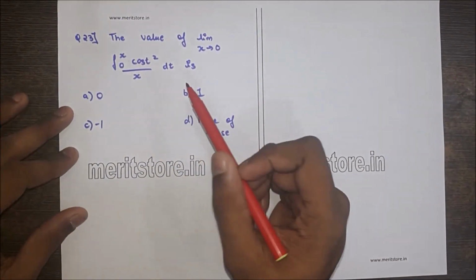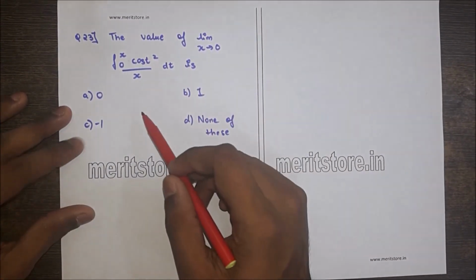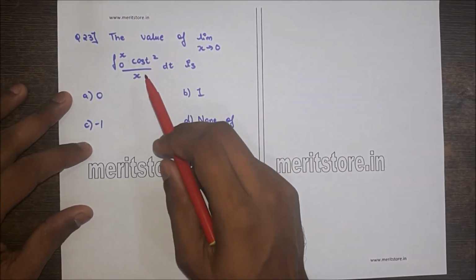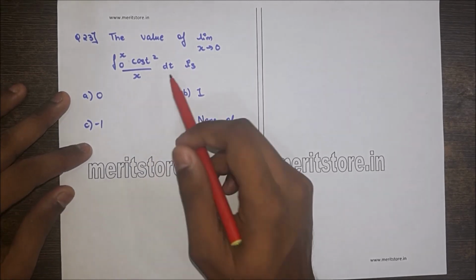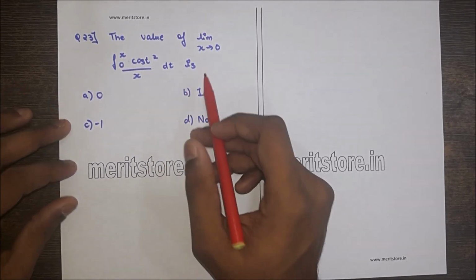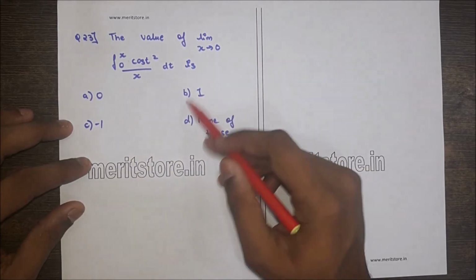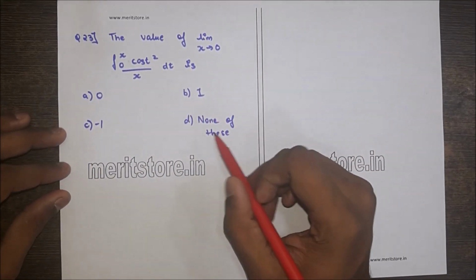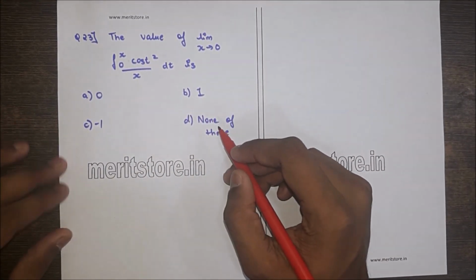The value of limit x tends to 0 of integral of 0 to x cos t square dt by x is: A 0, B 1, C minus 1, or D none of these.